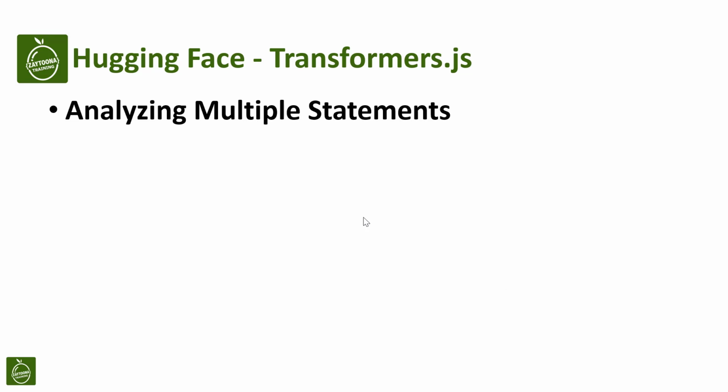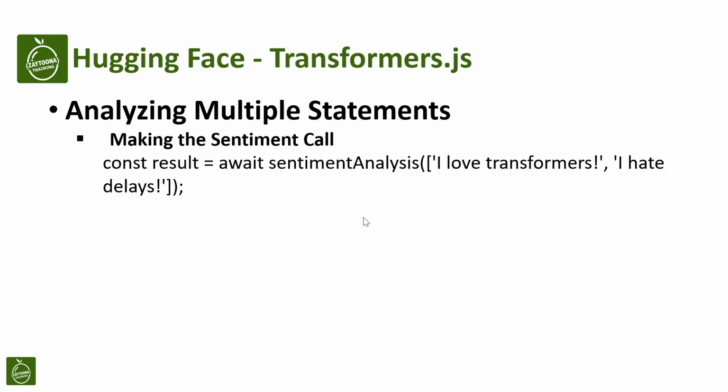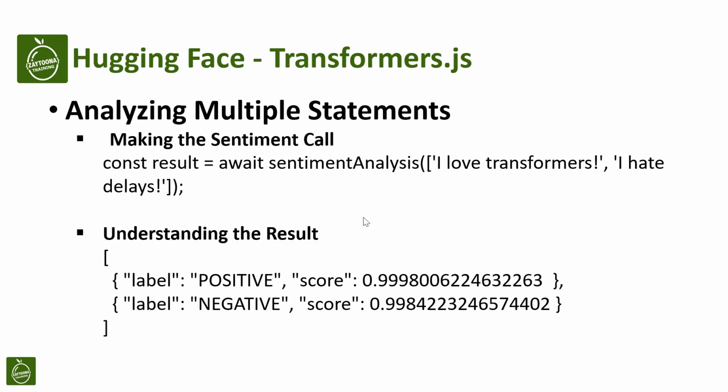But what if we have multiple statements to analyze at once? Transformers.js is versatile enough to handle that too. Instead of a single statement, we can pass an array of text statements. The pipeline processes each of them and returns an array of results correspondingly. Here, for our two statements, we get two results. The first statement, "I love Transformers," is identified as positive with high confidence. Meanwhile, the second statement, "I hate delays," is labeled as negative. This feature makes batch processing efficient, especially when dealing with a large set of statements.